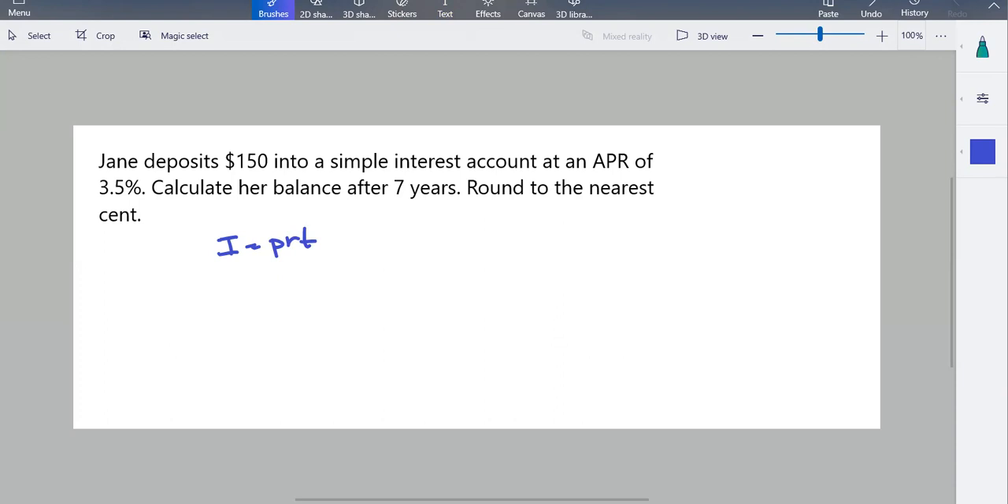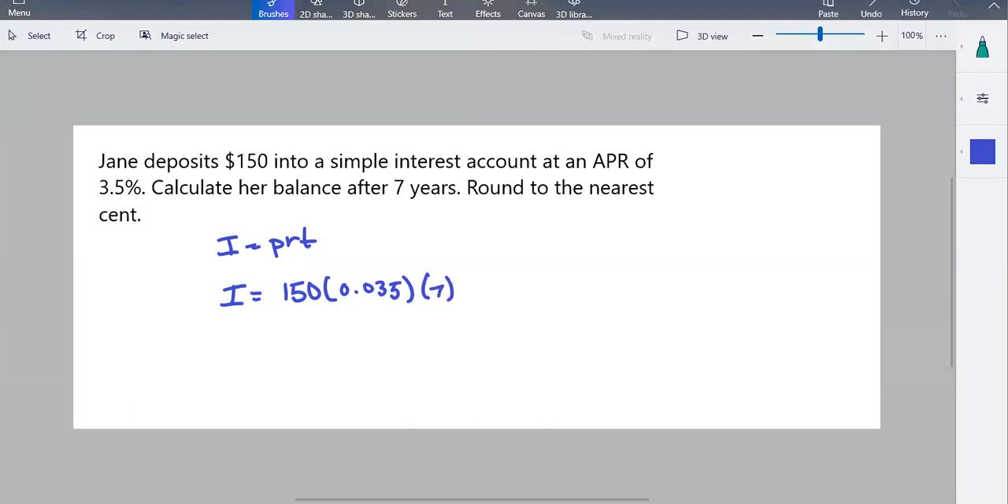Okay, that's interesting. So we can calculate her interest with this formula. Let's start there and see where we end up. So her principal, that's the amount she deposits, 150. Cool. The rate, the APR, is 3.5%. For these calculations for chapter 4, you need to turn the percentages into decimals by dividing by 100. So that's 0.035. And T is time, which for her was 7.